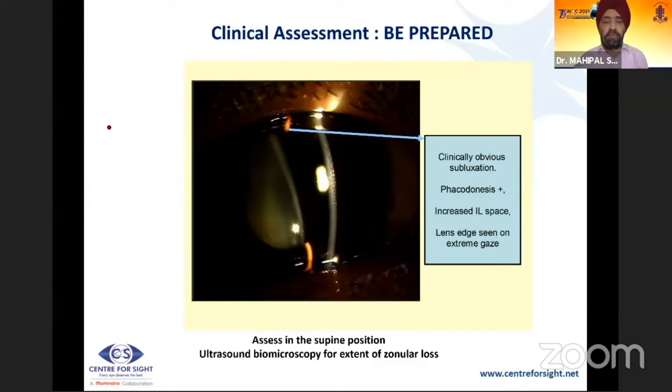Now, the first and foremost important thing is that you need to have a good pre-operative assessment, and also assessment in the supine position. Ultrasound biomicroscopy to gauge the extent of zonular loss is also very important. So you can see in the picture, clinically obvious subluxation. Phacodonesis, irregularity in the space between the iris and the lens, and the lens edge can be seen. You have to ask the patient to look into extreme gaze. Plus, you should take the history, specifically a history of trauma.